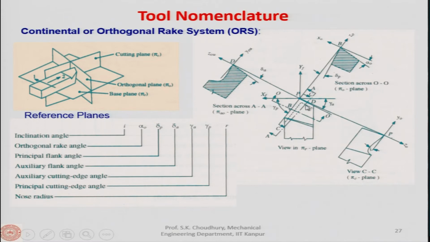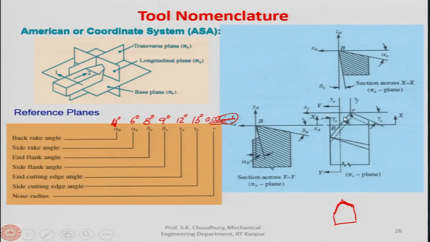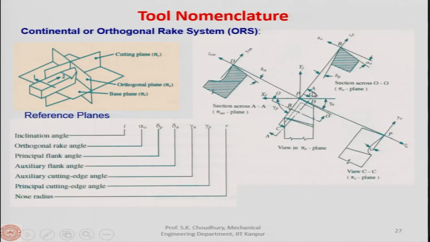And then we have the principal cutting edge angle. Principal cutting edge angle is with respect to the principal cutting edge and the x axis. Mind it, in ASA it was not principal cutting edge, the gamma s was the side cutting edge angle, and the side cutting edge angle was with respect to the y axis, principal cutting edge and y axis, and here it is with the x axis. So, it will be 90 minus that angle, right, 90 minus gamma p is the gamma s.